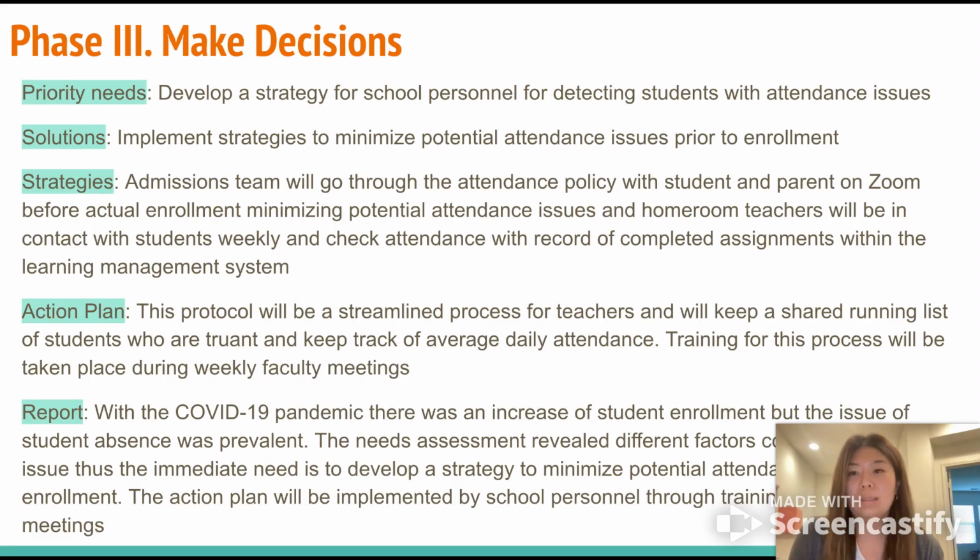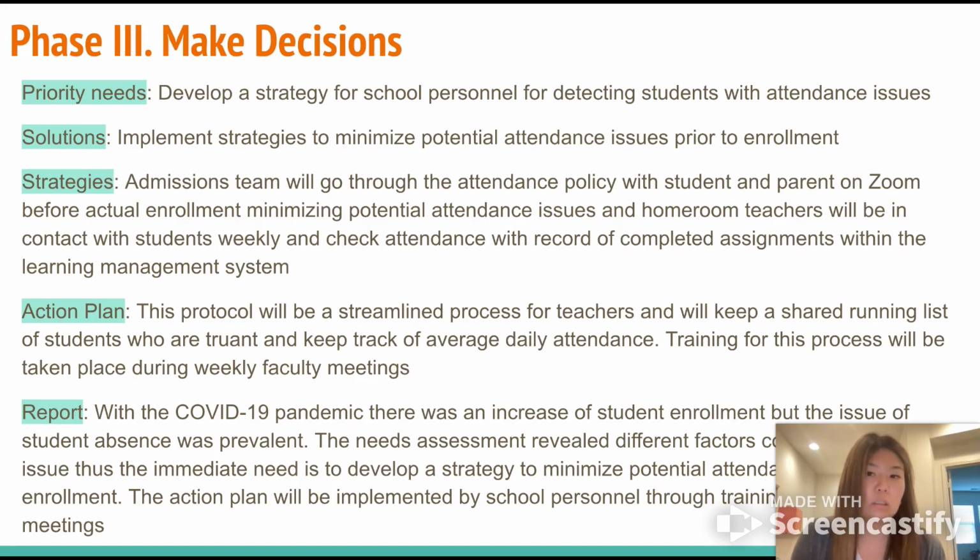What do we do? Now we know our priority need is to develop a strategy for school personnel and for teachers for detecting students with attendance issues. So possible solutions: implement strategies to minimize potential attendance issues prior to enrollment. So before we enroll these students, what do we need to figure out? What are the things that might cause the barriers of them not attending school? And so the strategies that we're trying to implement is in two tiers.